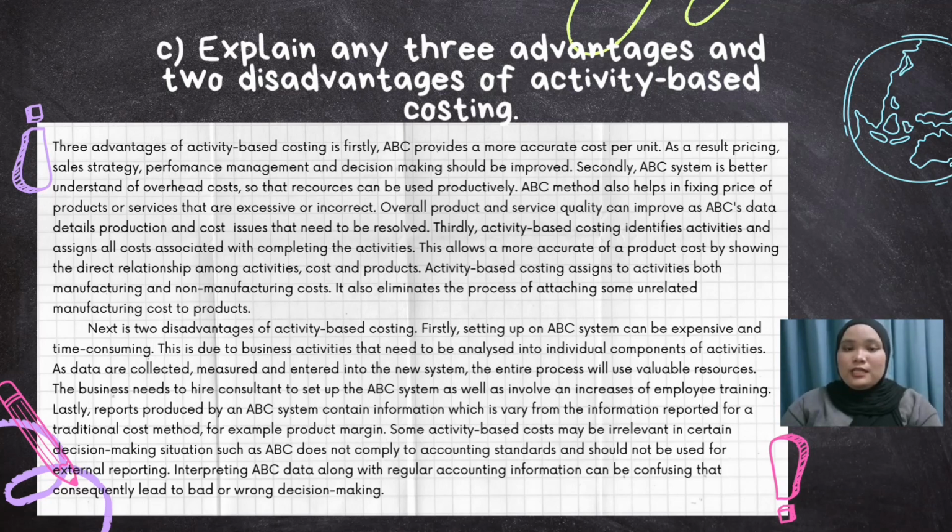Lastly, reports produced by an ABC system contain information which varies from the information reported for a traditional cost method, for example, product margin. Some activity-based costs may be irrelevant in certain decision-making situations, such as ABC does not comply with accounting standards and should not be used for external reporting. Interpreting ABC data along with regular accounting information can be confusing and consequently lead to bad or wrong decision-making.